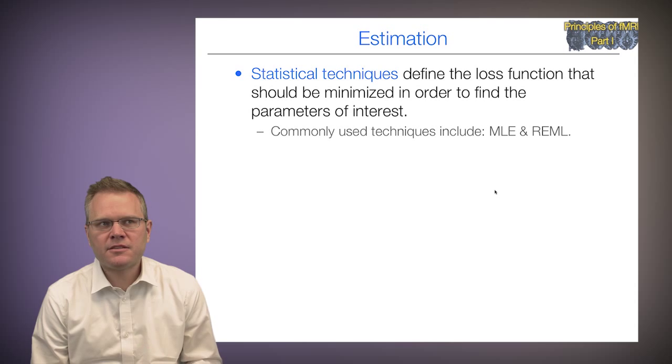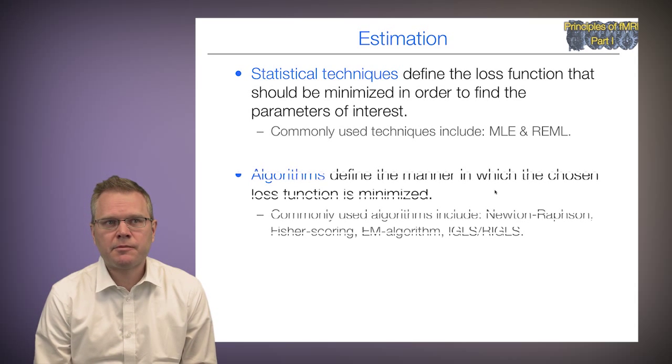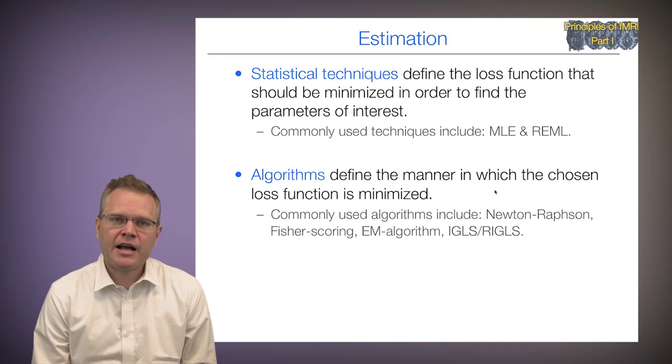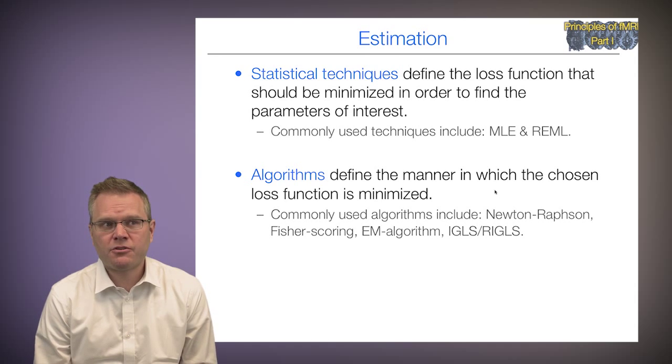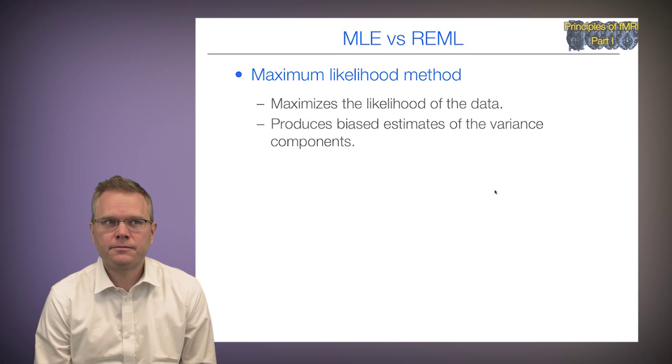So again, statistical techniques define the loss function that should be minimized in order to find the parameters of interest in our model. And so just like when we're talking about single subject GLM, commonly used techniques include maximum likelihood estimation or restricted maximum likelihood estimation. Now, algorithms define the manner in which the chosen loss functions are minimized. Here, commonly used techniques include Newton-Raphson, Fisher scoring, the EM algorithm, or Iggles and Wriggles.